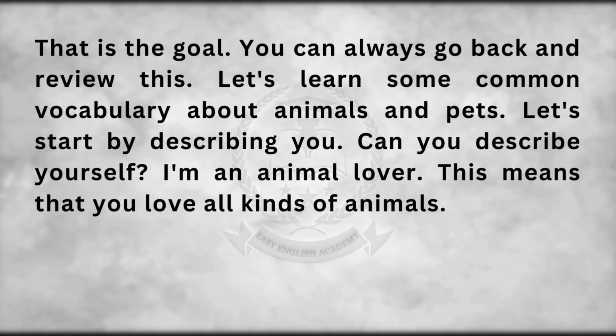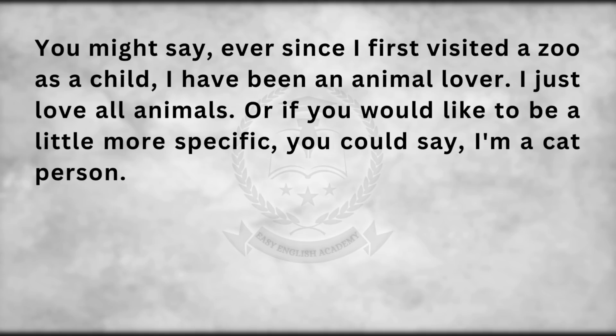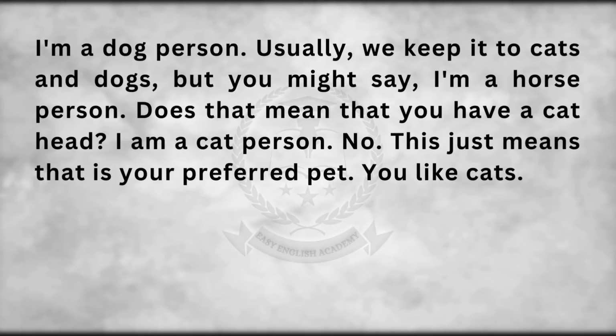Let's start by describing you. Can you describe yourself? I'm an animal lover. This means that you love all kinds of animals. You might say, ever since I first visited a zoo as a child, I have been an animal lover. I just love all animals. Or if you would like to be a little more specific, you could say, I'm a cat person. I'm a dog person. Usually we keep it to cats and dogs, but you might say, I'm a horse person.